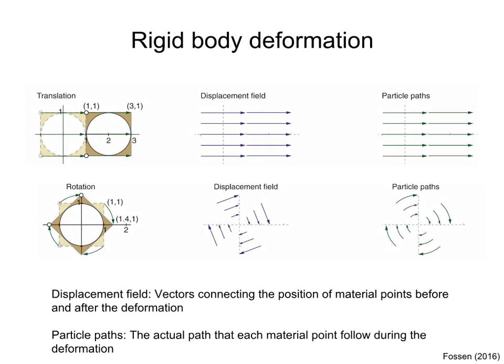Here are 2 examples of rigid body deformation. The upper one is horizontal translation, and the lower one is clockwise rotation. For each one, we show the initial and final configuration, the displacement field, and the path of deformation. Notice that the displacement field, which are vectors connecting the position of the particles before and after deformation, is different than the particle paths, which are the actual paths of the particles during deformation.